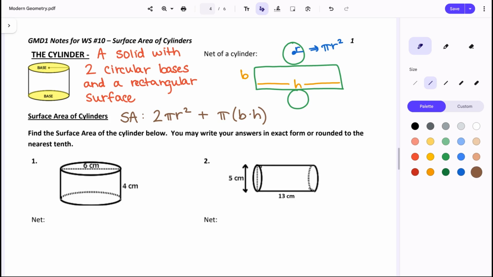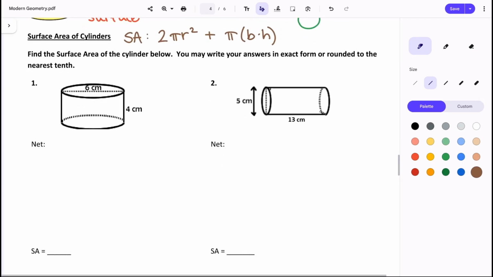So I've got a couple examples. We're going to do the first one together, and then I'm going to let you guys try the second one. So down below, we've got two cylinders. Okay, and I'm going to be going back up to that formula in a little bit. But the first thing I want to do is draw my net out so that I can label the dimensions of my rectangle and figure out what my radius is. So I'm going to start by drawing out that rectangle. And I'm going to put my circles on either end.